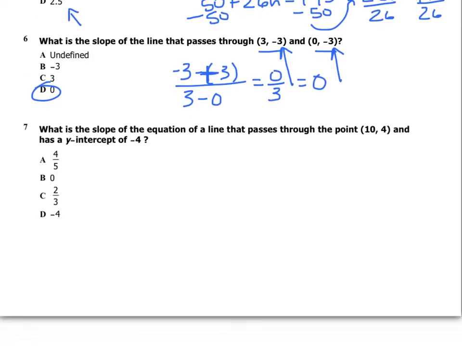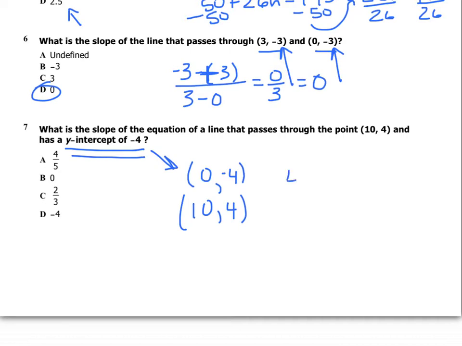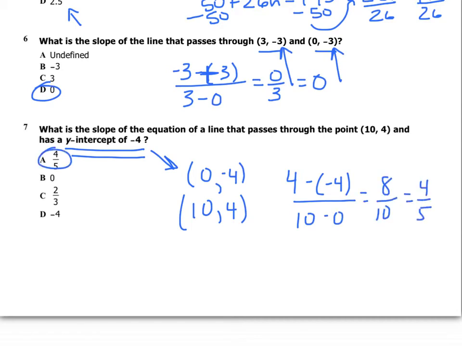Number 7, what's the slope of the equation of a line that passes through the point 10, 4 and has a y-intercept of -4? We've seen this question. This was on another assessment that we had. Remember, a y-intercept of -4 is a point. That's the point 0, -4. And now that I have that point written down, I have two ordered pairs. Y minus y over x minus x, 8 over 10, or 4/5. And we are done with that one.